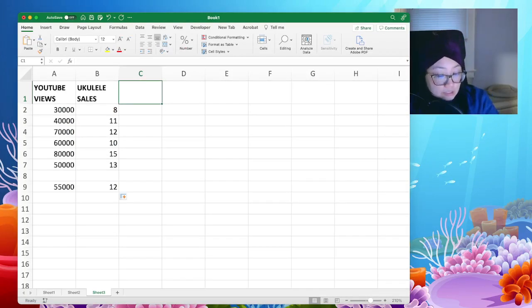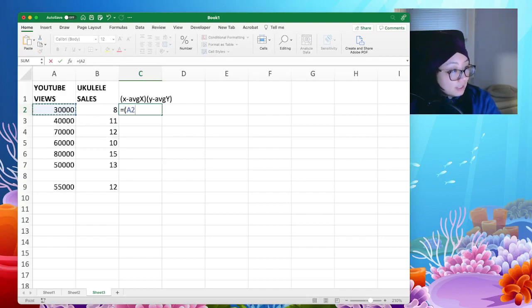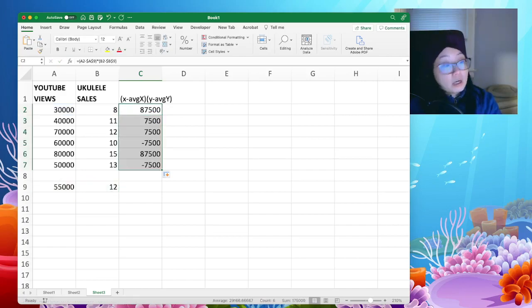What would make it really easy to do here is to annotate what we're about to jot down. In here, what we want to have is this difference, the x for this sample minus the average x, and we're going to use function f4 to make it a constant value. We're going to multiply by y minus the average y, and also let's make that a constant so that when we copy and paste, we are going to get all those values copied.